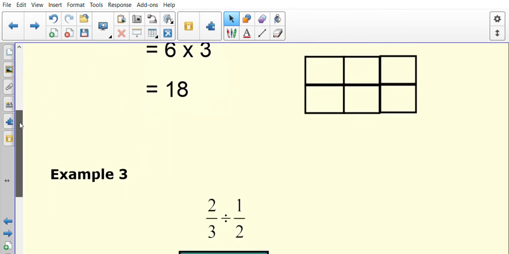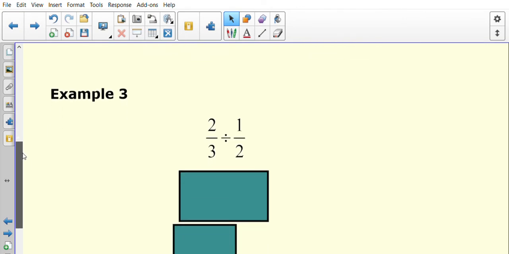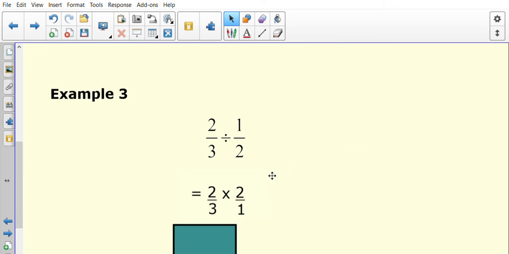If we look at the next example, example number 3, this time I've got 2/3 and I'm dividing it by a half. Now you've probably already noticed a pattern with the last 2 examples, and that is, the first fraction stays the same, but the second fraction flips. So instead of it being 1 over 2, it's now 2 over 1. And we change the division to a multiplication.